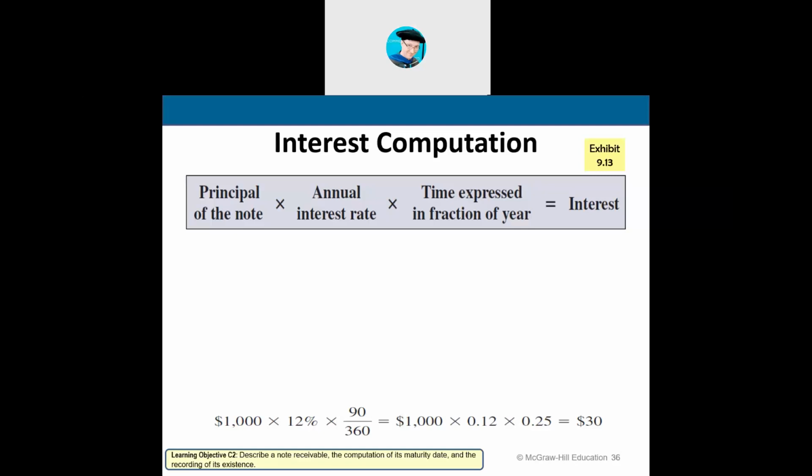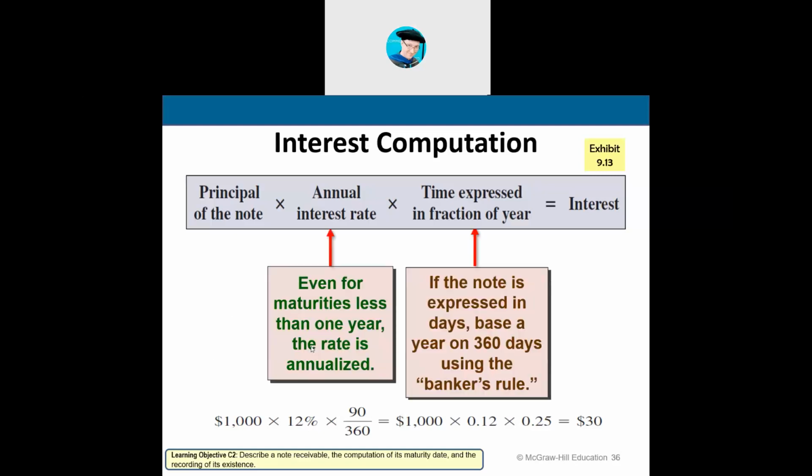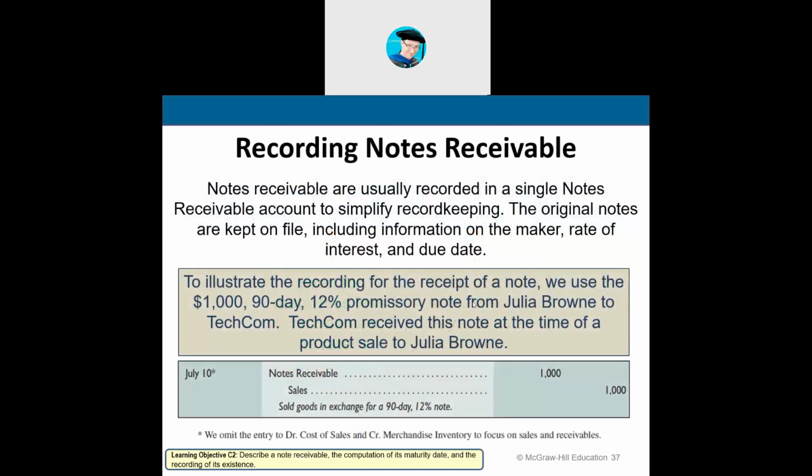So that's $1,000 times 0.12. 0.12 is 12%, by the way. Times 0.25. 0.25 is 90 divided by 360. That equals a total interest to be paid of $30. So when it's due, on its maturity date, I should be receiving $1,030. On July 10th, I made the conversion to the note receivable. So debit note receivable $1,000, credit sales $1,000.